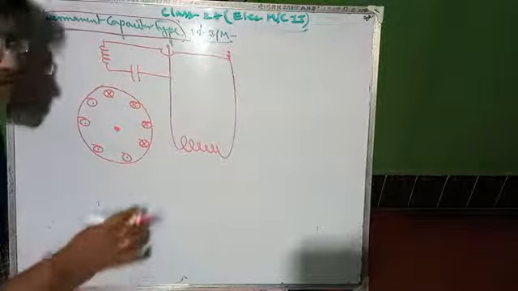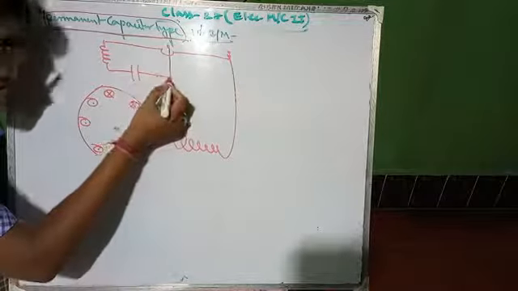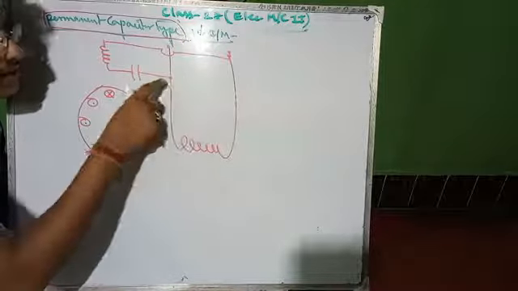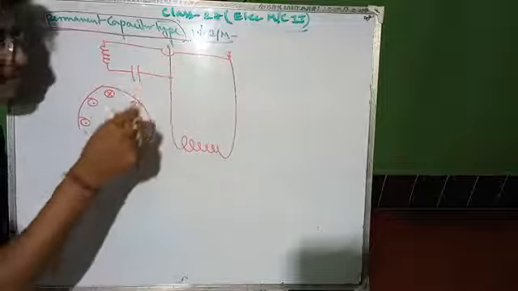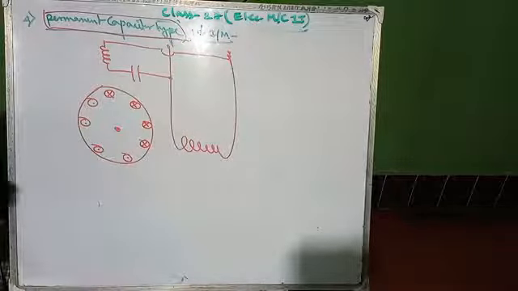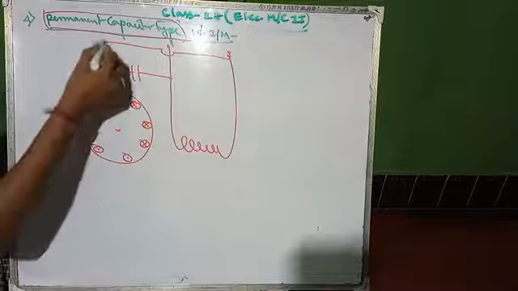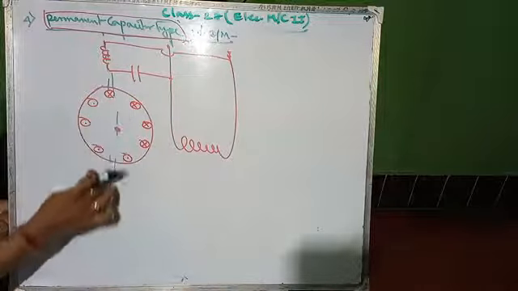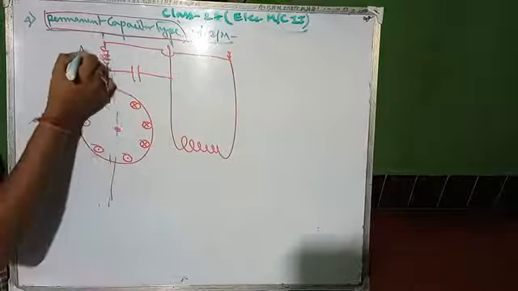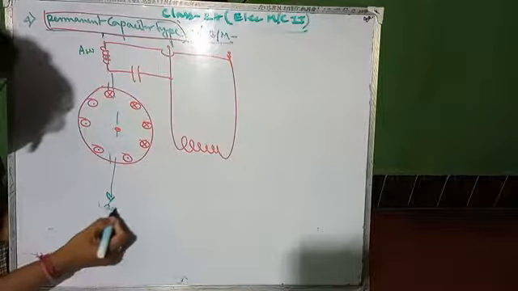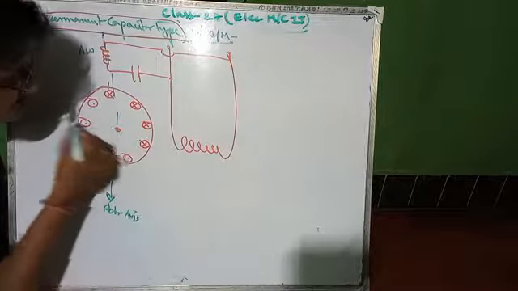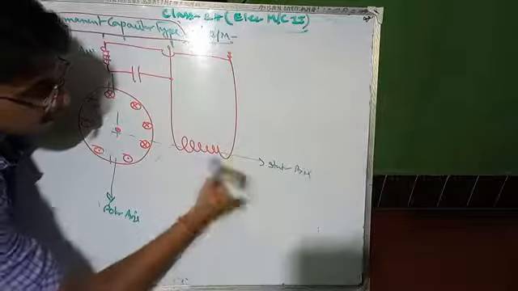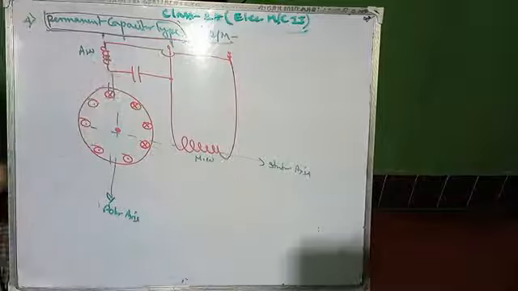There is no hard and fast rule that this terminal should be connected over here or this terminal over there. You can connect it this way or vice versa, whatever you wish. So this is the auxiliary winding axis, or called the rotor axis. And this is the stator axis, or main winding axis.